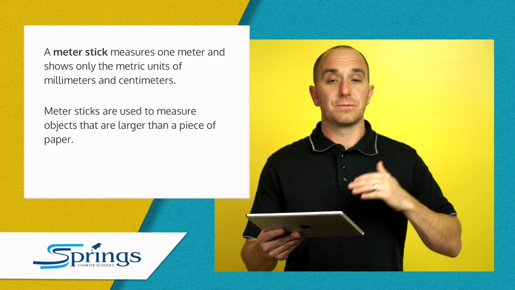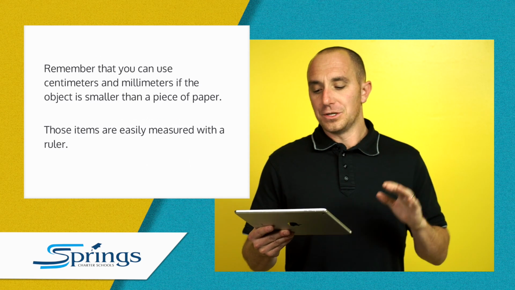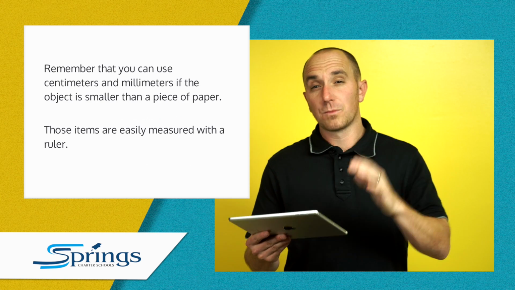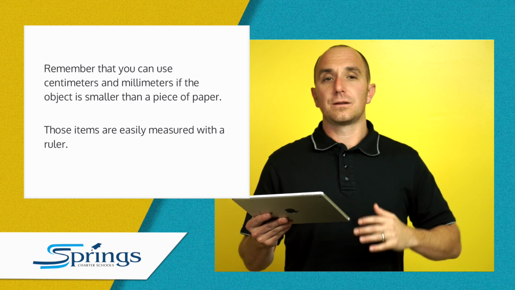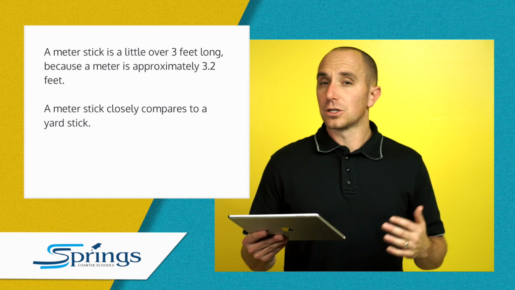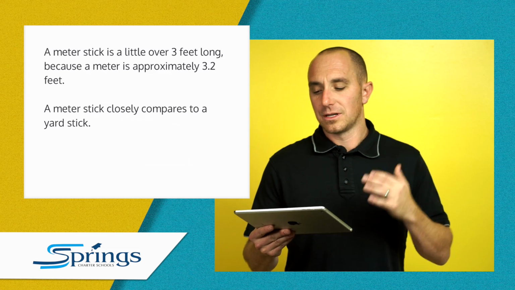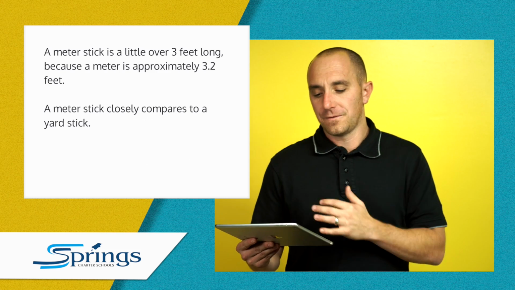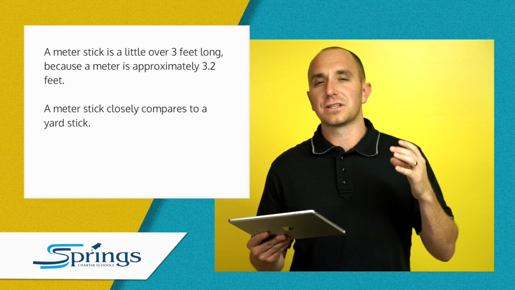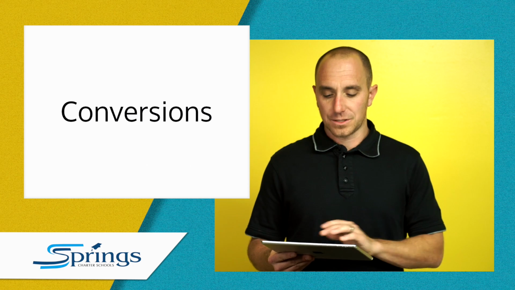So meter sticks are used to measure objects that are larger than a piece of paper. So remember, you can use centimeters and millimeters if the object is smaller than a piece of paper, and those items are pretty much easily measured with a ruler. A meter stick is a little over 3 feet long, like I talked about before, because a meter stick is approximately 3 2/10 feet or 3.2 feet. A meter stick closely compares to a yardstick, so they're almost interchangeable, but obviously a meter stick is just a little bit longer. All right, now let's talk about some conversions.